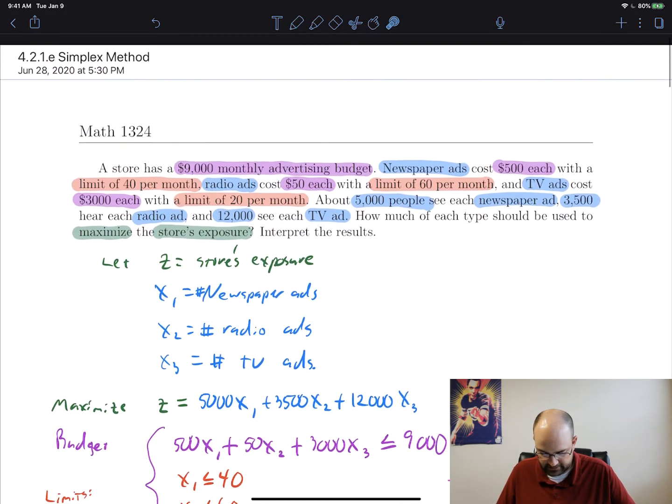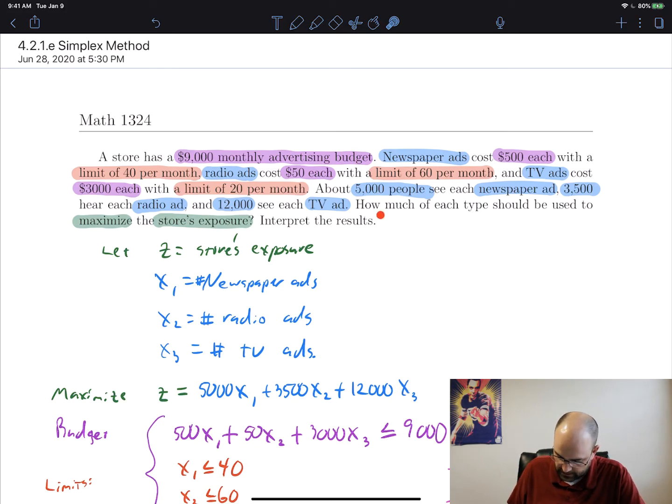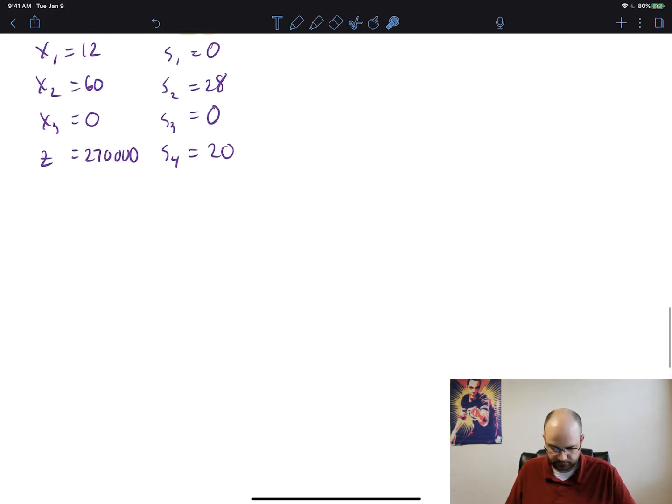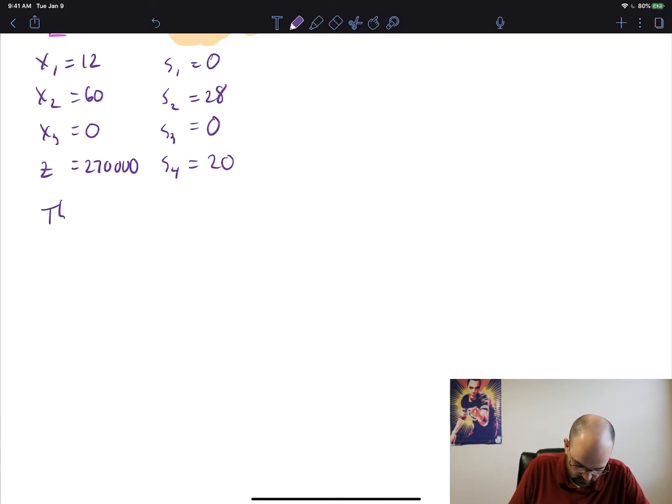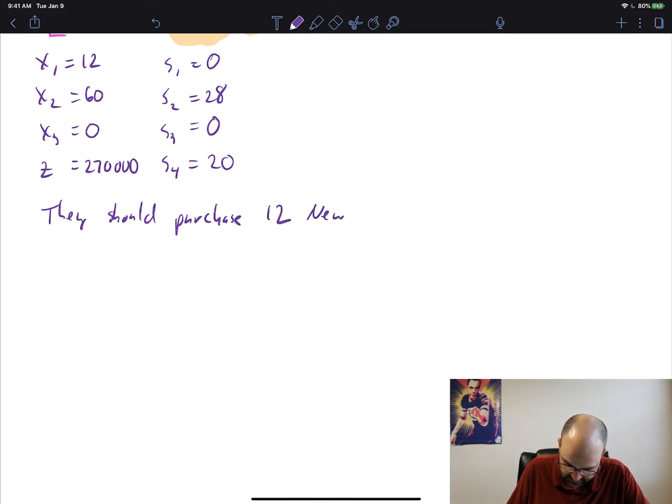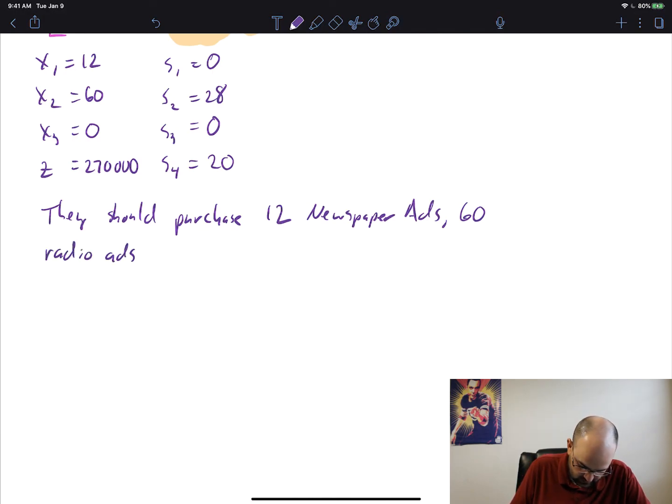But before we get there, let's go ahead and answer the question that was asked. How many of each type should be used to maximize the store's exposure? It doesn't even want to know how many people, it just wants to know how do you maximize it? What's the mixture that we want? And then interpret the results. So, they should purchase 12 newspaper ads, 60 radio ads, and no or 0 TV ads.